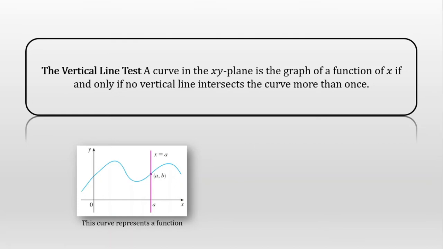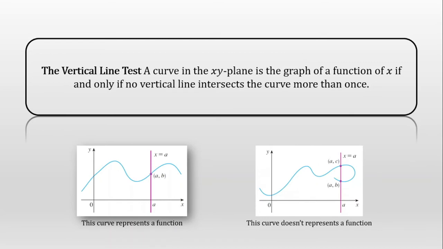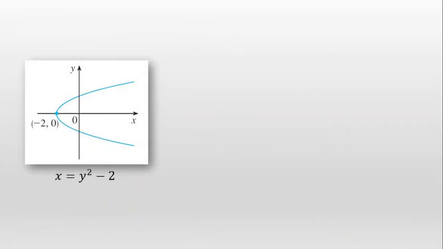But if a line, x equals a, intersects the curve twice, at points (a, b) and (a, c), then the curve can't represent a function because a function can't assign two different values to a. For example, the parabola x equals y squared minus 2 is not the graph of a function of x because, as you can see, there are vertical lines that intersect the parabola twice. The parabola, however, does contain the graphs of two functions of x.